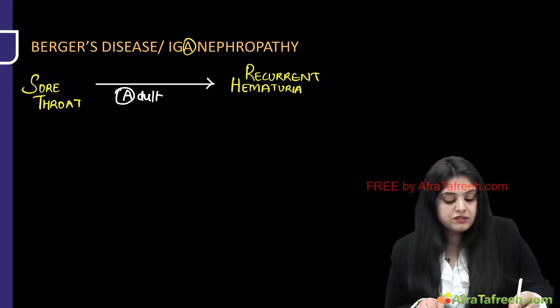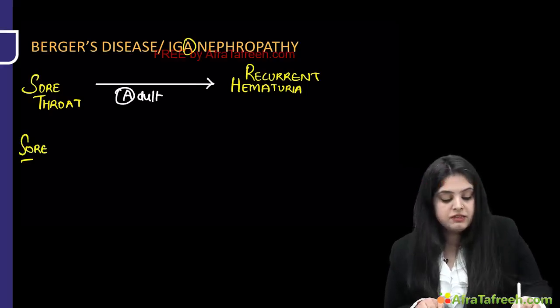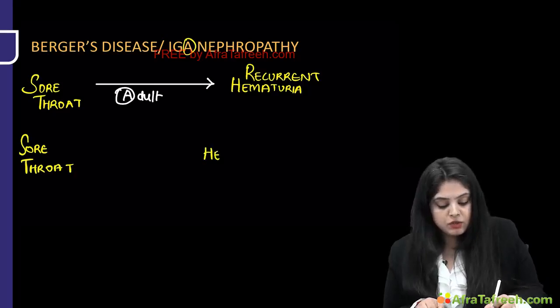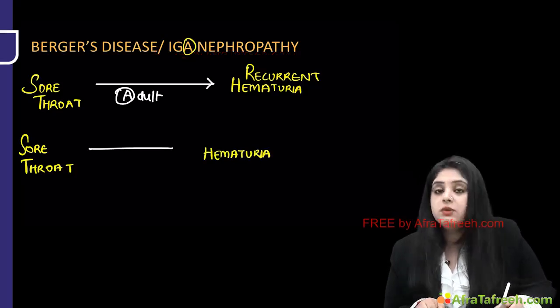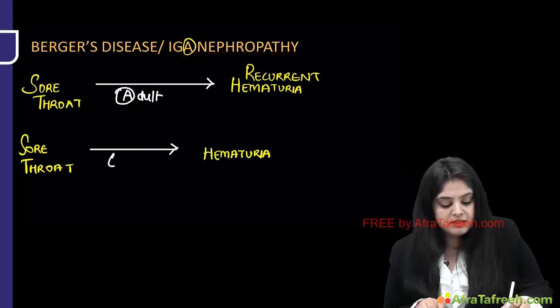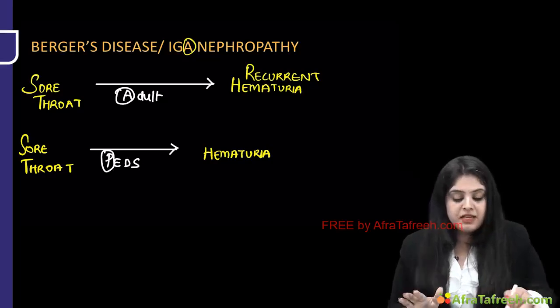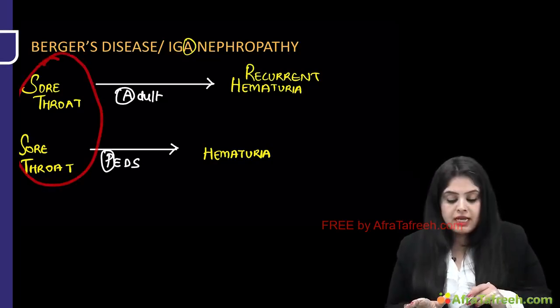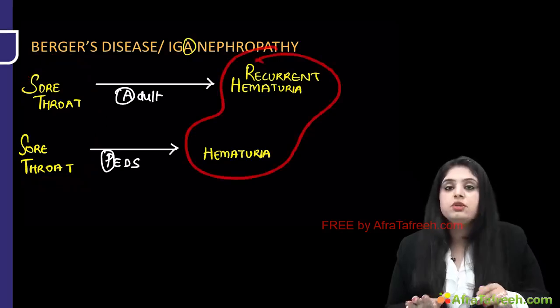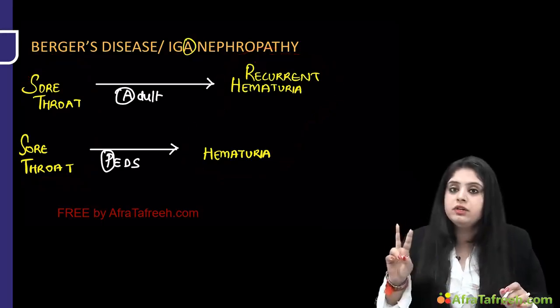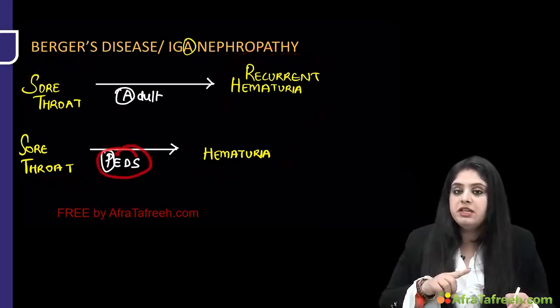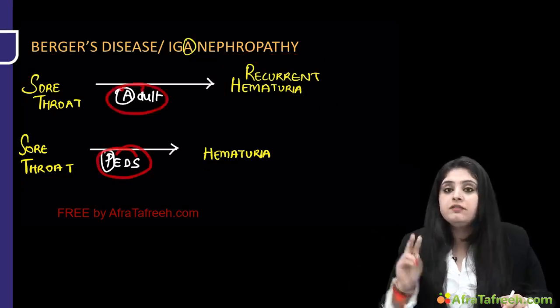But if I write the same story, a sore throat, and then I say again there is cola-colored urine, that is hematuria, but this time I change the story into a kid, what would you have told me as the answer? If I put the story as a pediatric case, you would have called it PSGN. So in the exam, whenever I get a history of sore throat and after that there is recurrent hematuria or hematuria, I will always think of two conditions. If it's a child, I'll think of PSGN. If it's an adult, I'll think of IgA nephropathy.